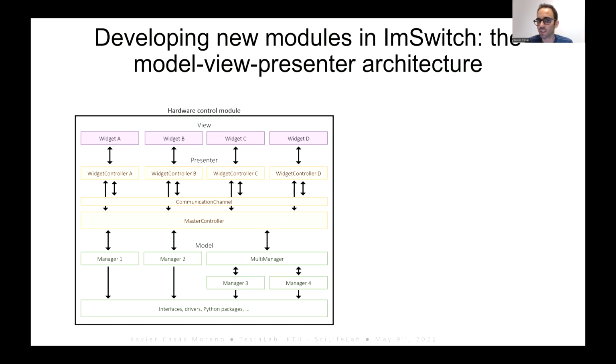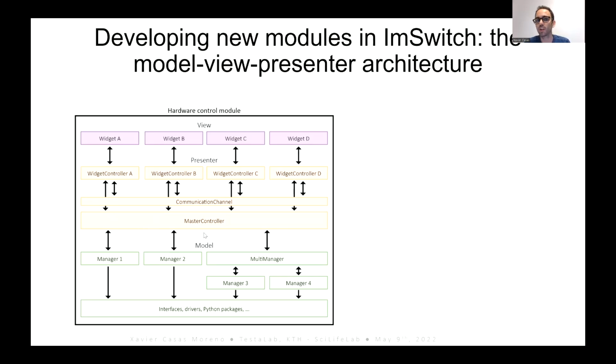Those are different widgets. For example, the Fourier transform module that we're going to create is a widget, or the image viewer, or the recording. So there are different widgets that take different functions in the user interface. Each of them is going to have a widget controller that is going to take the actions from the user and send them down to the hardware through the master controller.